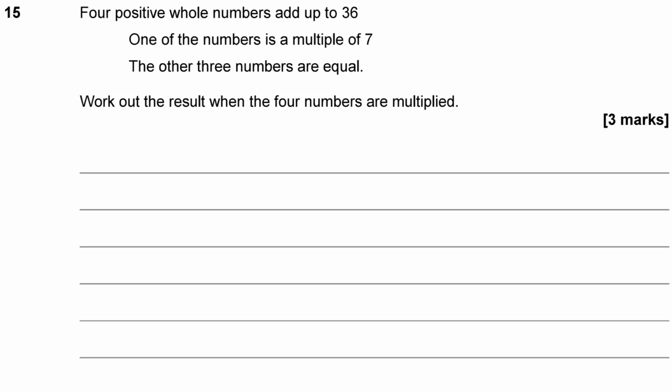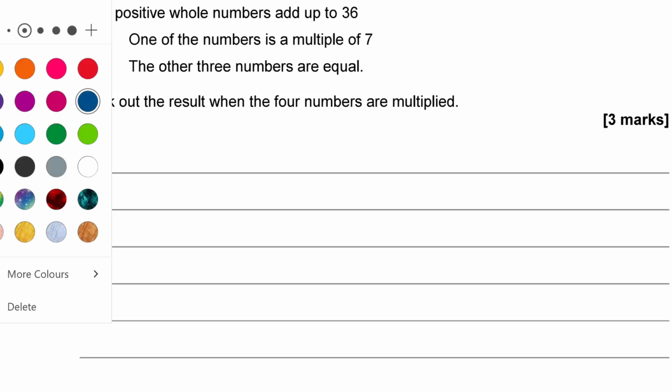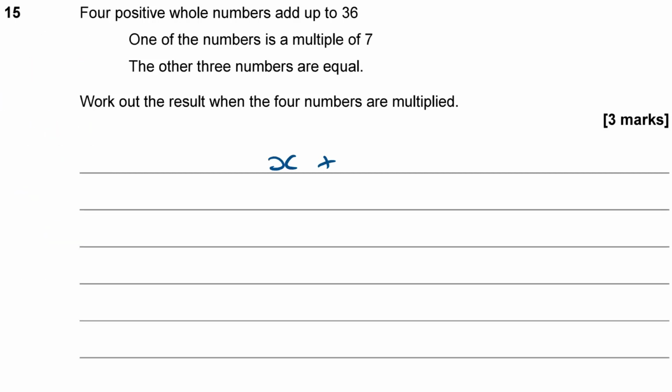So, 4 positive whole numbers add up to 36. One of the numbers is a multiple of 7. And the other 3 numbers are equal. So let's call the ones that are equal x. So I've got x plus another x plus a different number. Let's call it y for now, and that adds up to 36. Okay, so I can rewrite that as 3x plus y is equal to 36. Agreed? So they're my 3 equal numbers plus a different number.